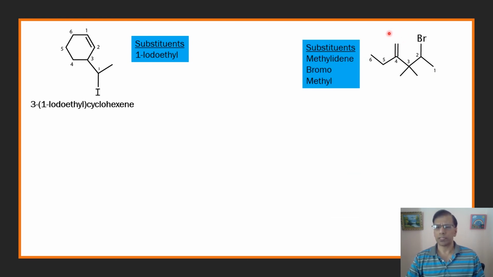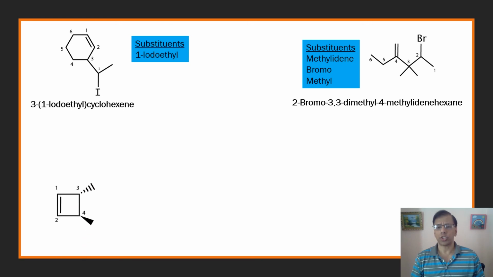So for the substituents, this is the methylidine substituent right here. That's the CH2 bearing the double bond. Then you have the bromo substituent, and then you have the two methyl groups as substituents. And so it's called 2-bromo 3,3-dimethyl 4-methylidine hexane. So the parent chain is 6-carbon hexane, and 4 indicates the location of the methylidine, and 3,3 is the locations of the two methyl groups, and bromo is on carbon atom 2.